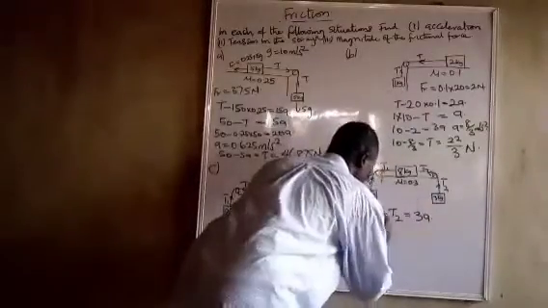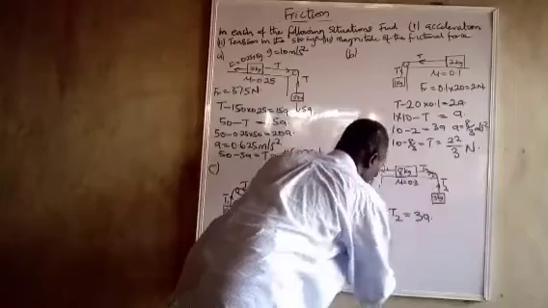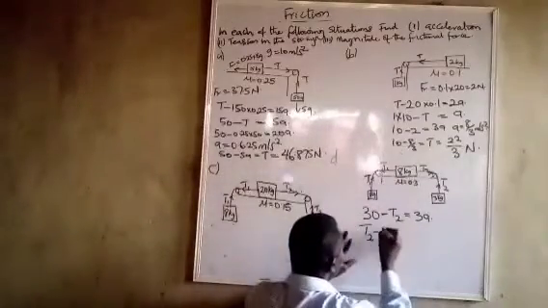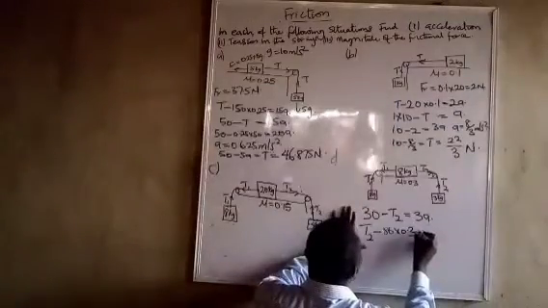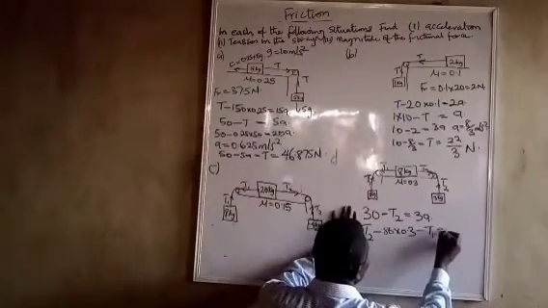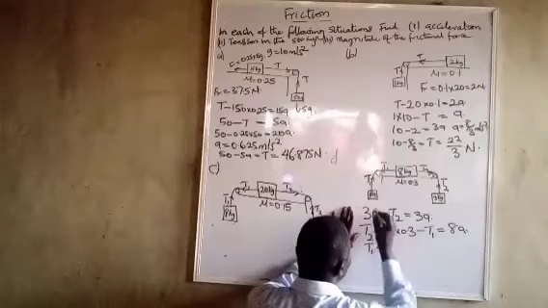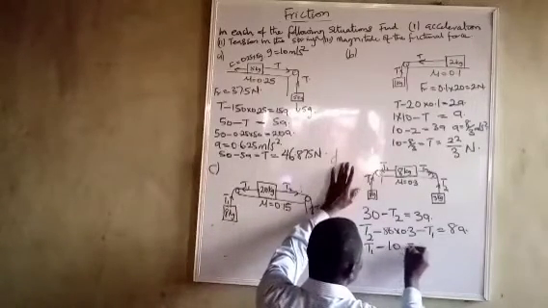So T2 minus 8 times 0.3 minus T1 is equal to 8A. So T1 minus G, that is 10, is equal to A.